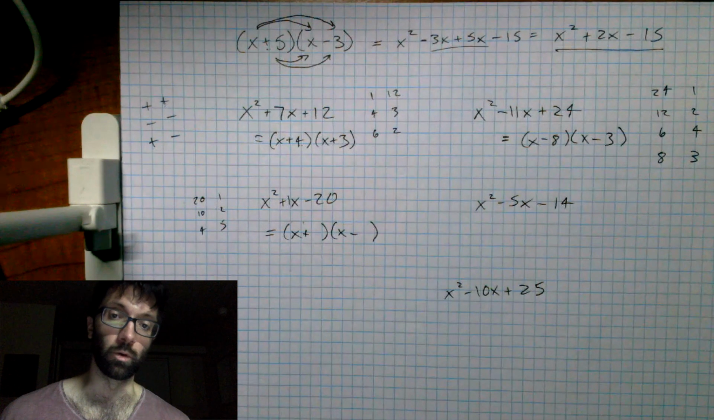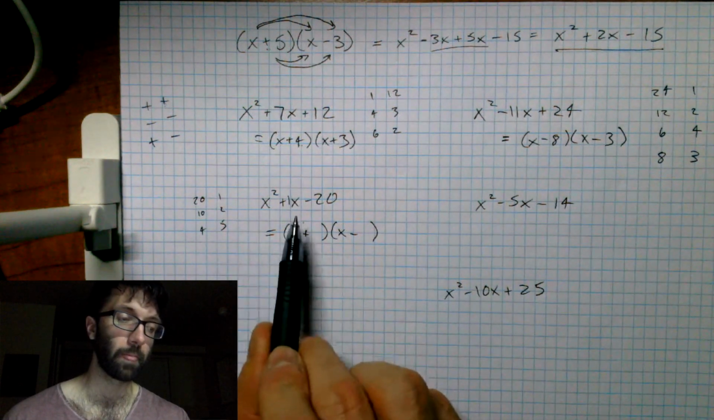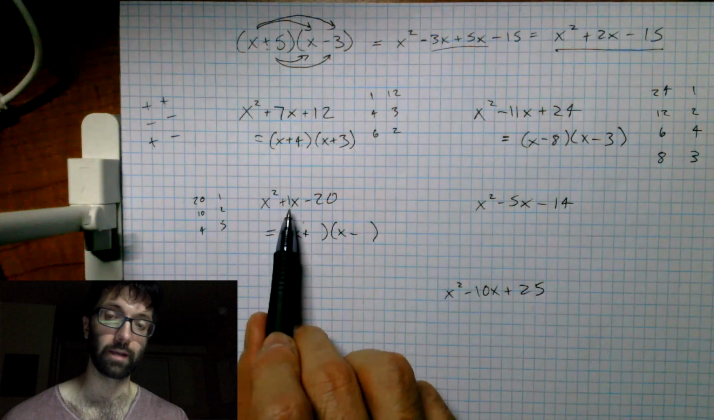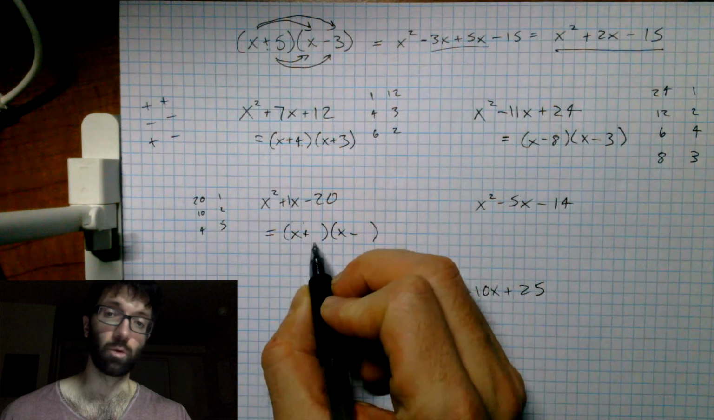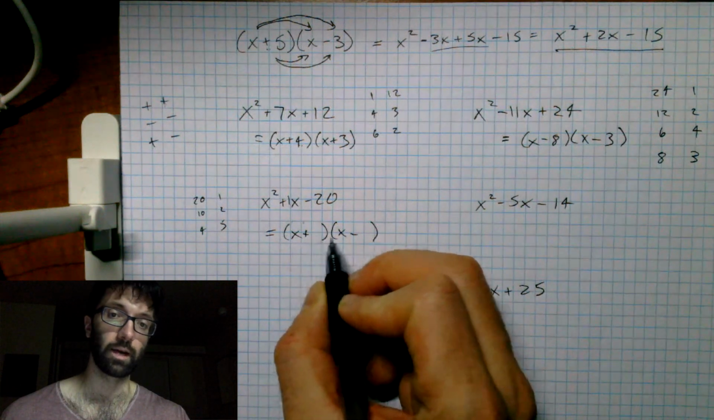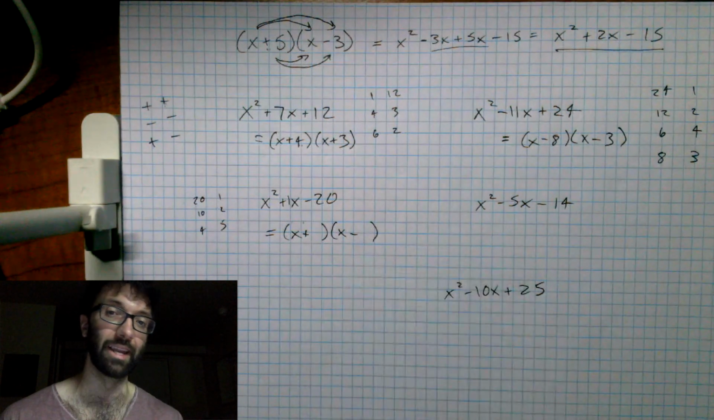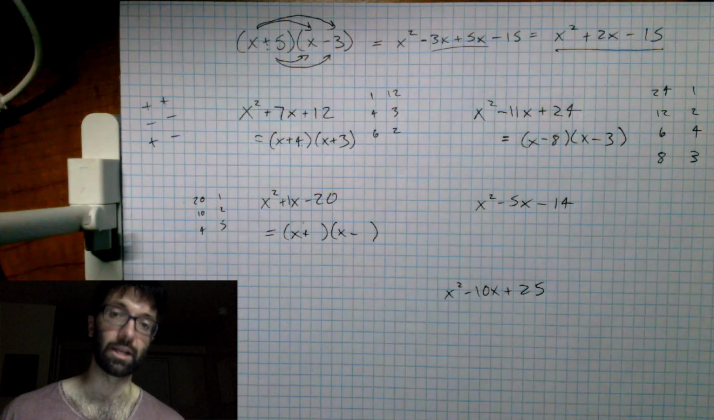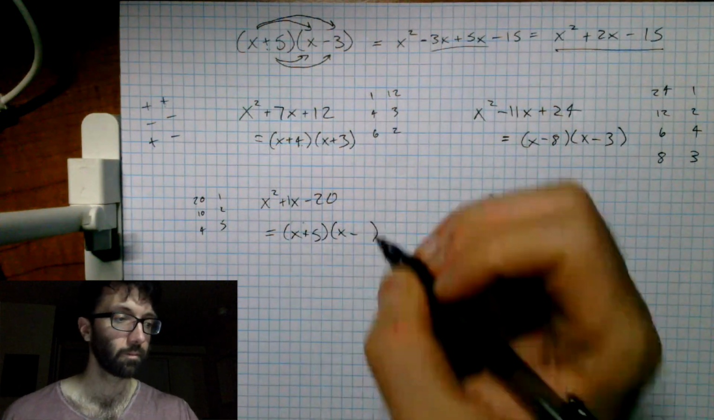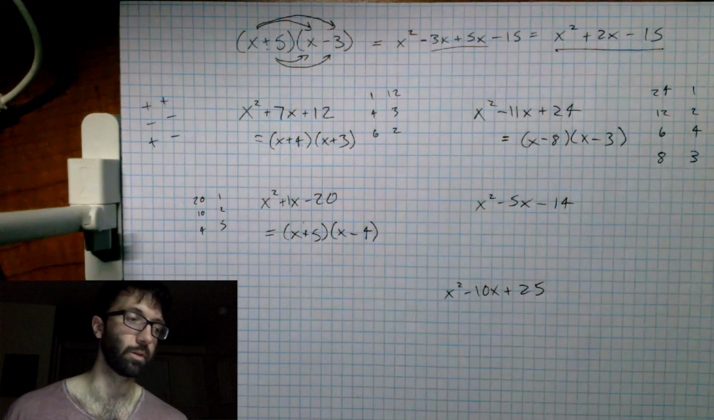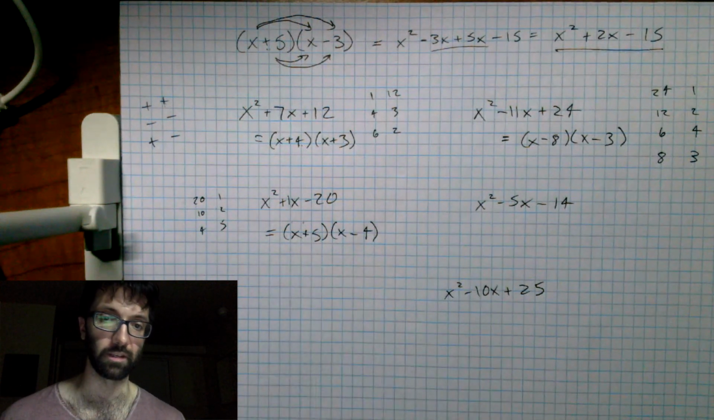Now here's where the order matters. I need these to add to a positive 1x. So, for example, if I put the 4 here, I'd get a positive 4x, and if I put the 5 there, I'd get a negative 5x, and that would combine to negative 1x. I want a positive 1x, so I need to make sure that the 5 is positive, and then the 4 is negative, because now I can get the positive 5x minus 4x, which will give me the positive x.